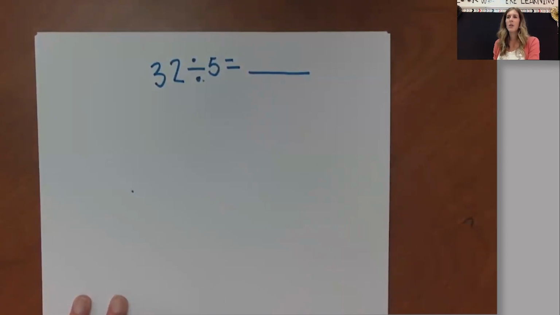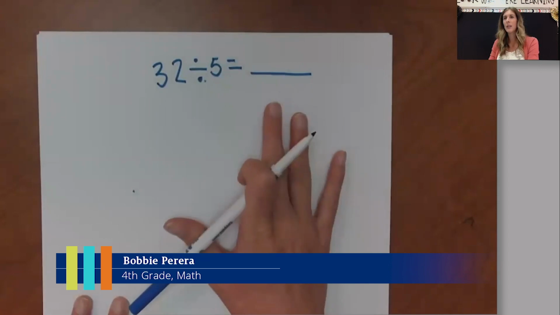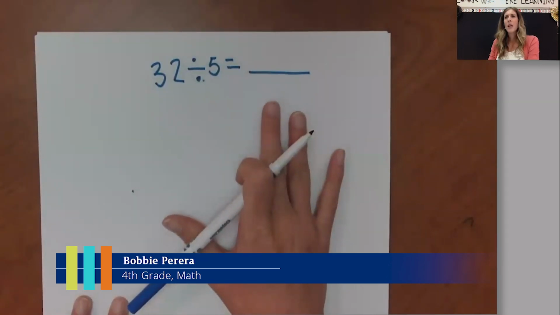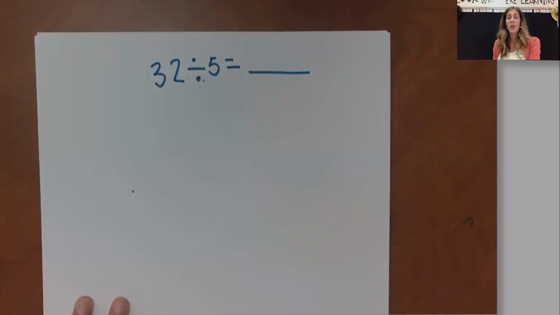I understand that Daniel's feeding 5 people with 32 ounces of soup. He wants everyone to get the same amount of soup to be fair, so he's going to need to divide. I'm going to think about multiples to solve this problem. Since division and multiplication are related, 5 times what number is close to 32?